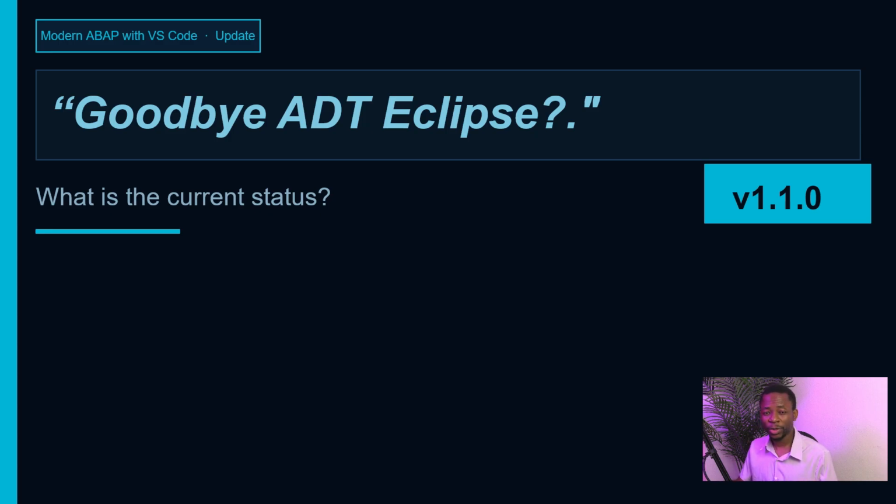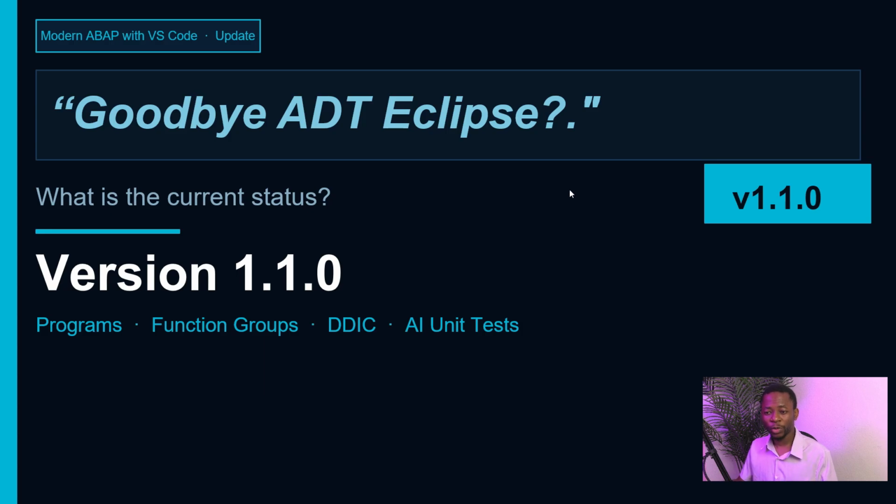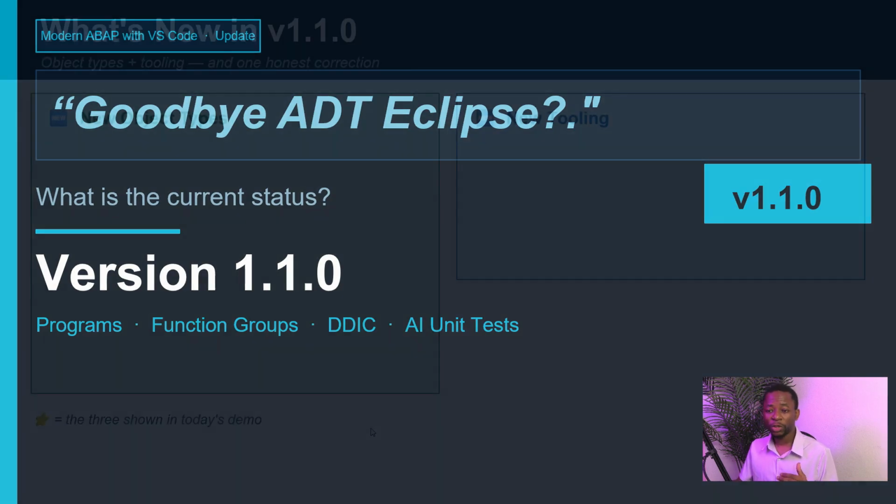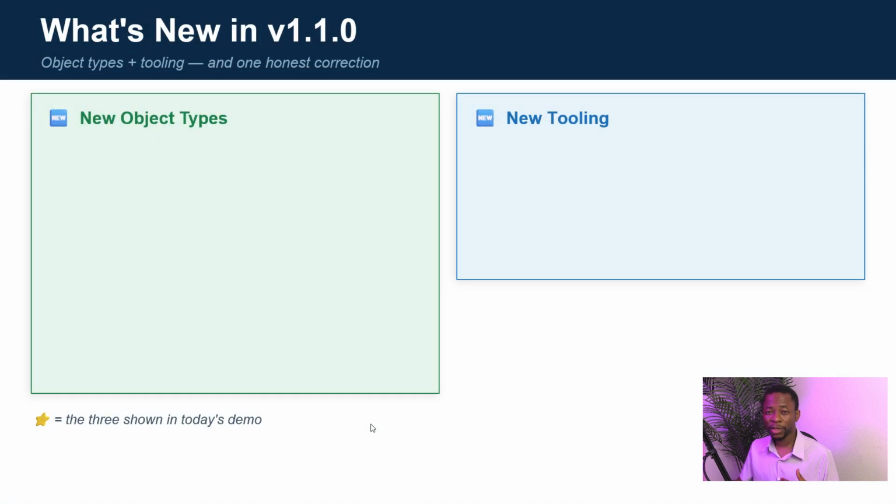So a new version has actually been released, version 1.1, and that is what I will be demonstrating today. If you're already familiar with what is available, the new version gives you access to programs, function groups, data dictionary, and ABAP unit tests in Visual Studio Code. The first version was very powerful, but it was focused more on ABAP RAP, ABAP RESTful Application Programming, and CDS views, behavior definitions, service bindings. So in this video, I'm going to show you the new object types and the new tools that were released.